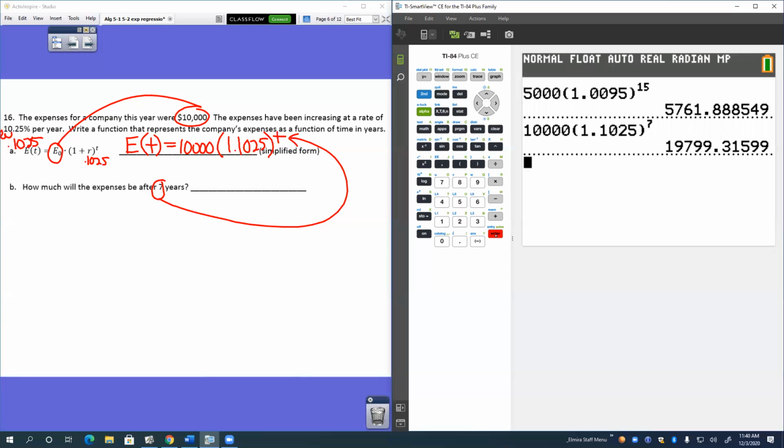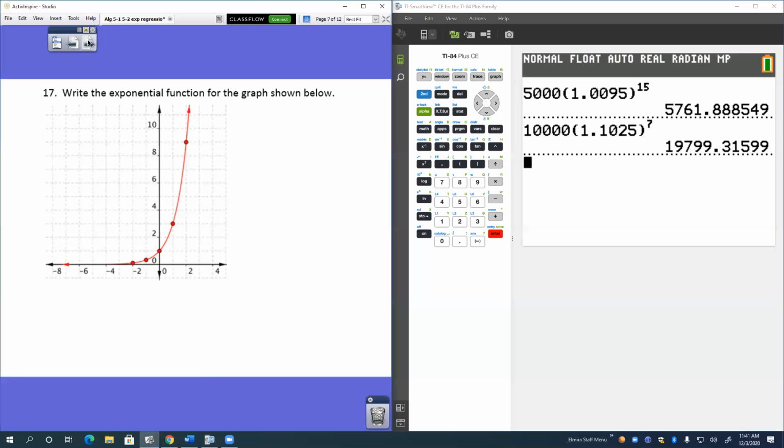When we do that, again, we're talking about money, so we're going to round to the nearest penny. You get $19,799.32 when you round it. So again, you have to take your decimal and move the decimal point over 2 places. That's your rate. And then you have to add it to the 1 because this is growth. I knew it was growth because it said increasing. Take a look at the next one.